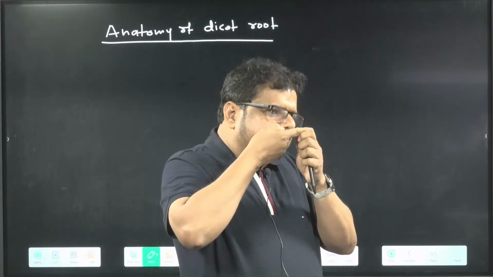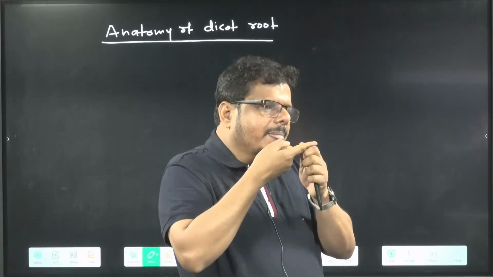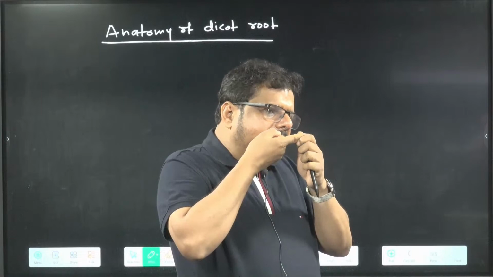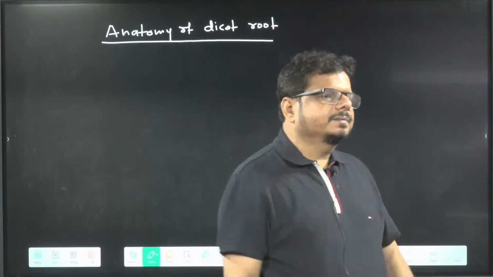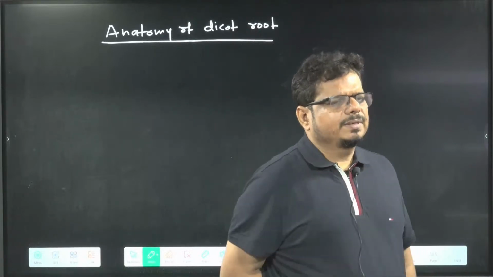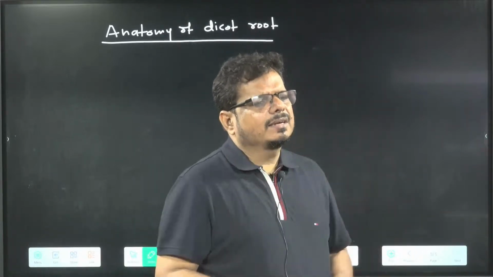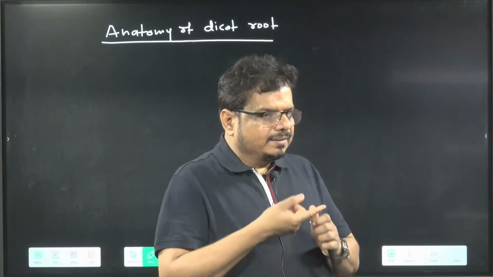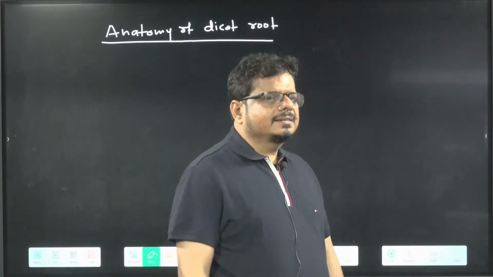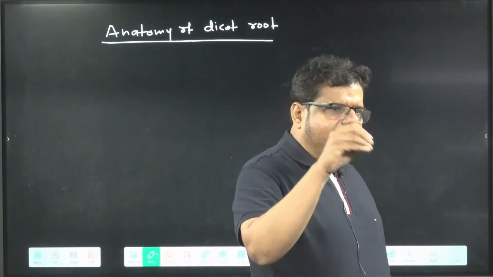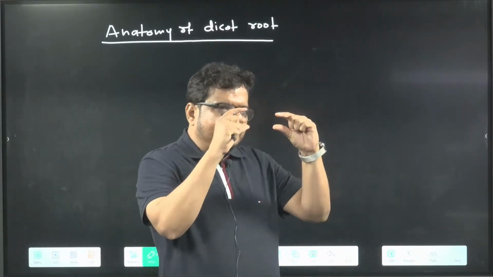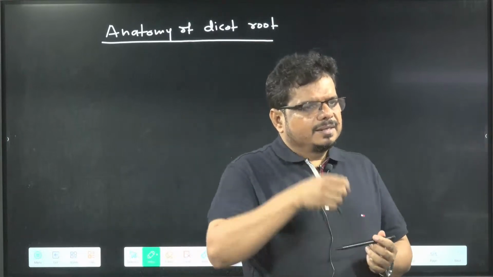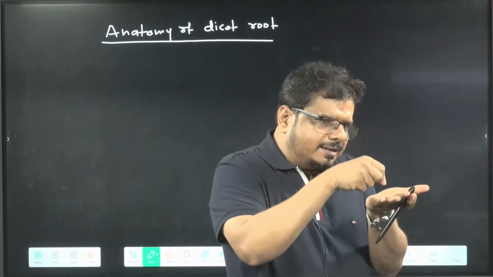I will take a sharp blade or a knife and cut a very thin slice of it. The thinner, the better. As thin as you can cut is better. And after cutting the thin slice, we are going to stain it, color it with dye. And after coloring with the dye, we take a slide and transfer this cut section onto the slide.